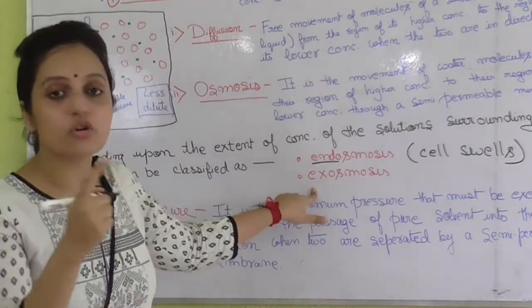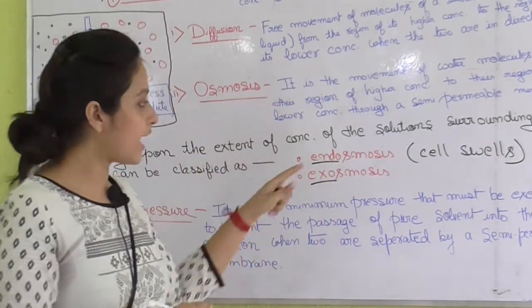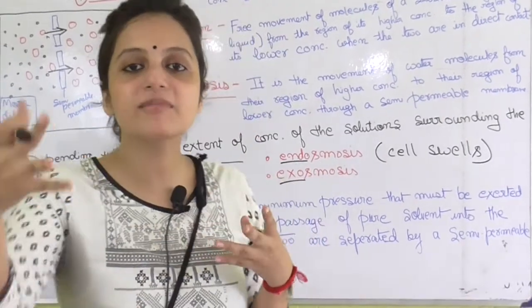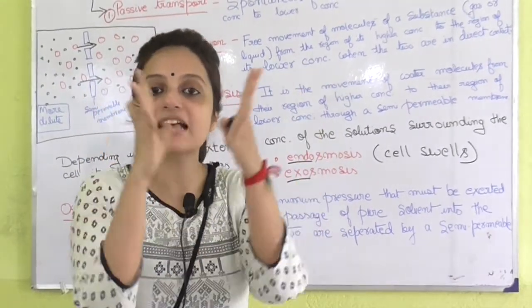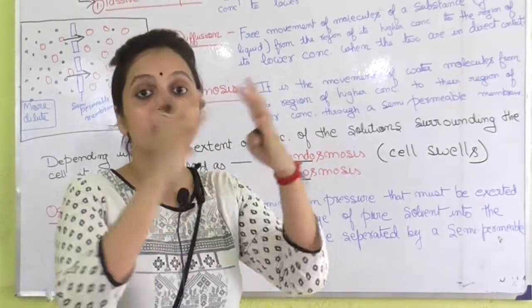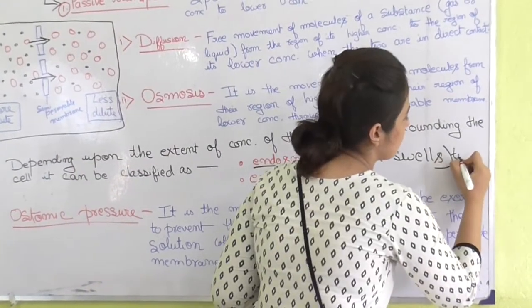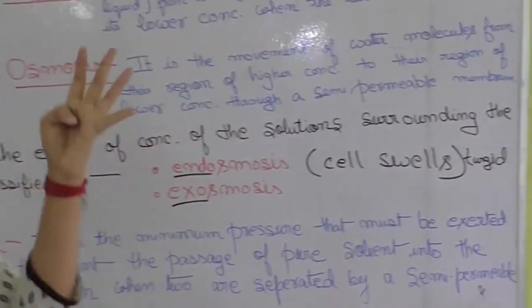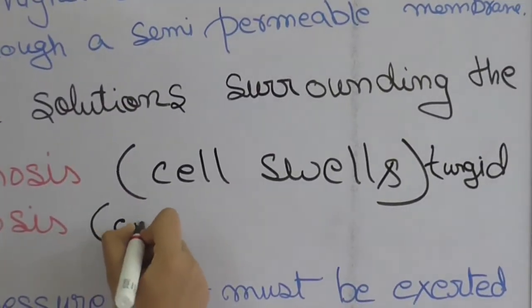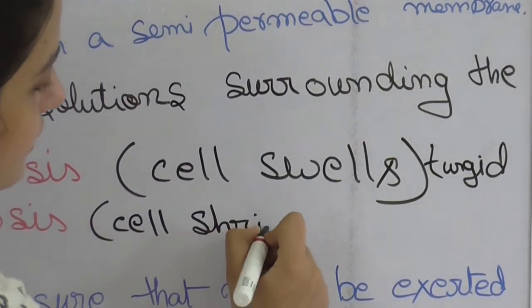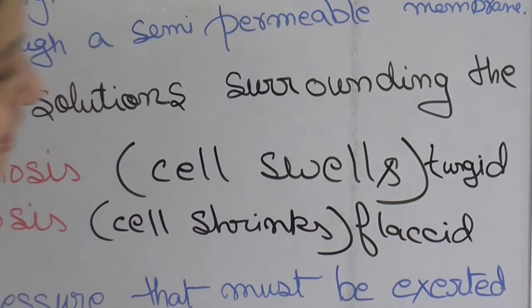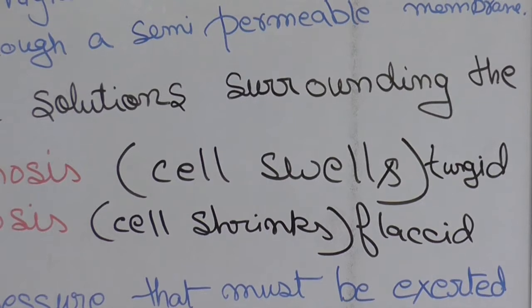And the next one, exo. Exo means exit. So what happens in exoosmosis? The water goes out. The water will go away from the cell, for which the cell will become flaccid. Here the cell becomes turgid, but in exoosmosis the cell will shrink. The cell shrinks and becomes flaccid. Flaccid means shrinkage. Okay, so you are going to remember these two.